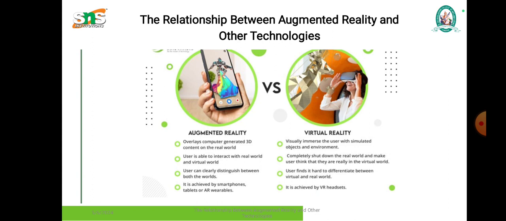And third point, in AR the user can clearly distinguish between both the worlds. But in VR, the user finds it hard to differentiate between virtual and real world. And the fourth point, AR is achieved by smartphones, tablets, or AR wearables, any AR devices. But VR is achieved by VR headsets. So these are the relationships between AR and VR.